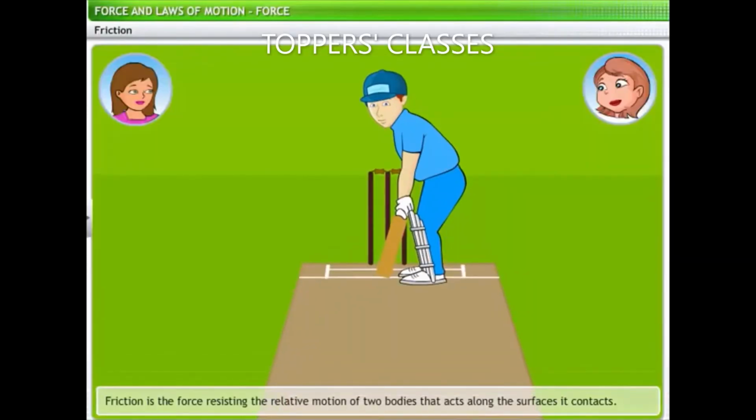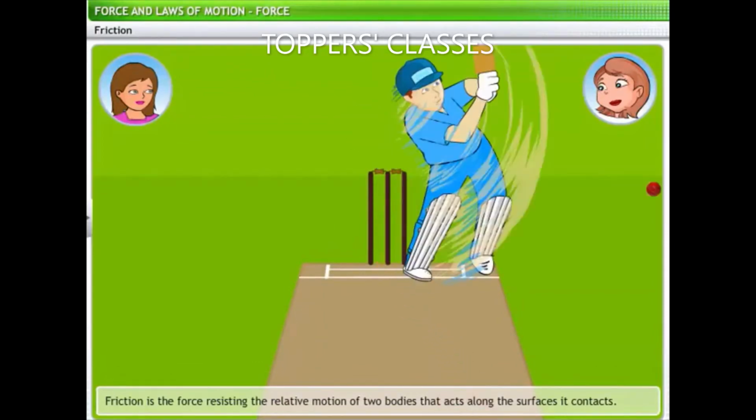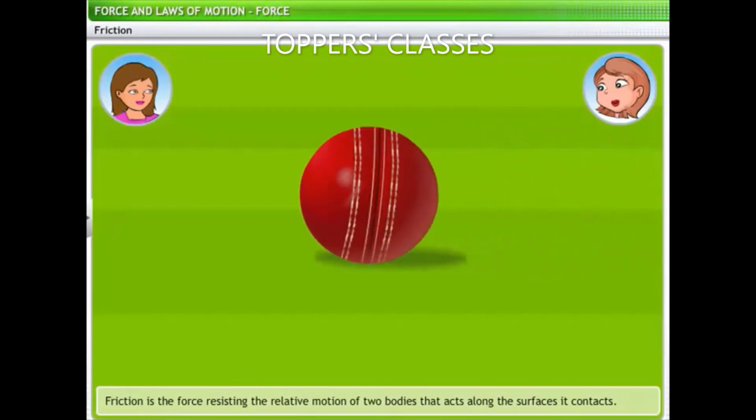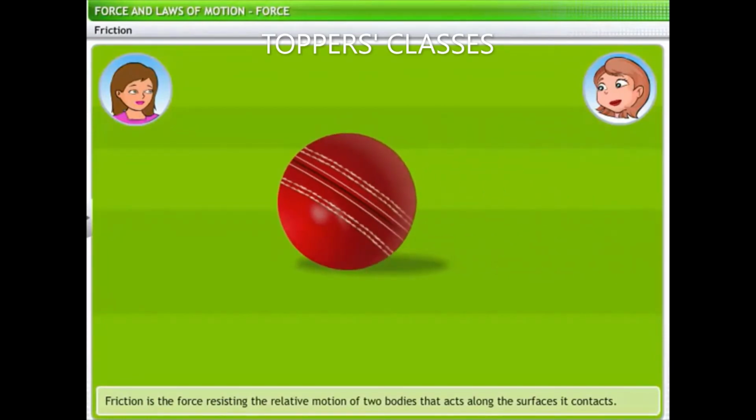Let's observe this game of cricket. As you can see, the ball, when hit by the batsman, slows down and stops after rolling a certain distance. Do you see any force being applied to stop the ball? No. Ideally, the ball shouldn't stop, right? No one applied any force to stop it. The ball stopped due to a force called friction.